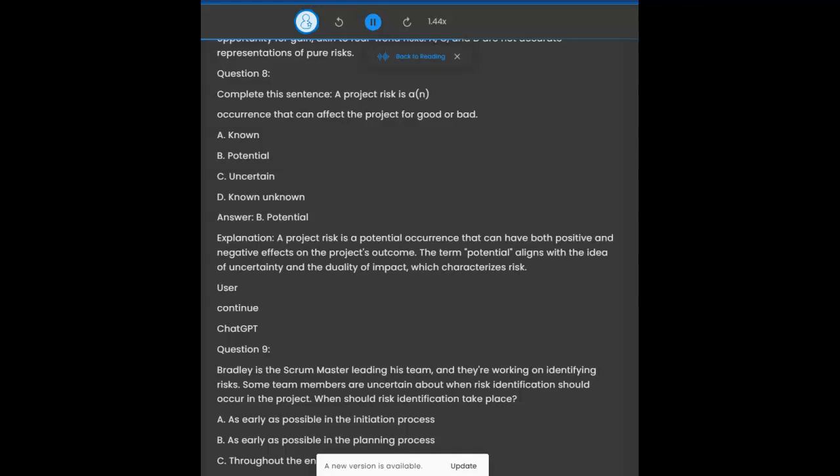Answer: C. Throughout the project. Explanation: Risk identification should occur throughout the project to capture emerging risks as the project progresses. A is not sufficient, and B and D do not encompass the entire project's timeline.